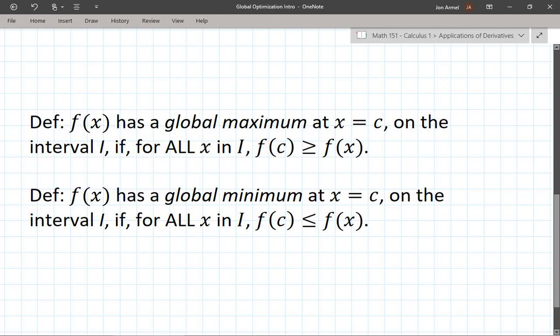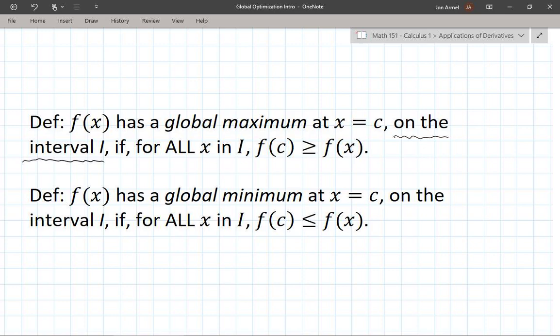So we say a function has a global max on the interval I. This part is very important. We usually specify where we're looking for the maximum or the minimum. That could be the entire domain of the function. It could be the entire real line, but it's always good to be precise. Sometimes we do say the global max, but it's usually better to say we want it on some interval. But again, this is not just near a point, okay? And then the rest of the definition looks the same.